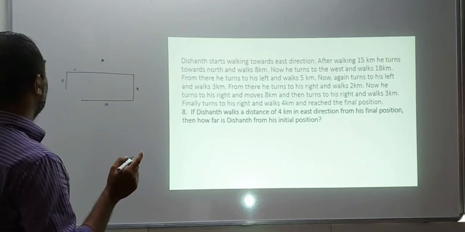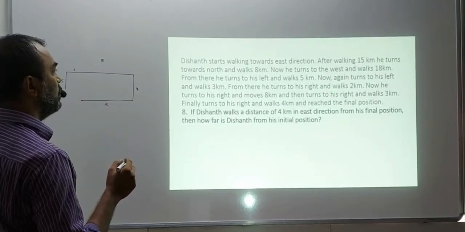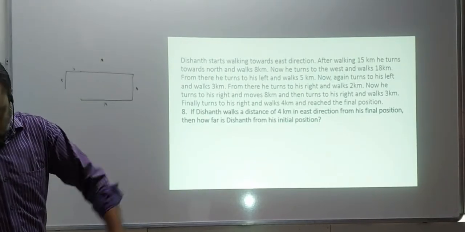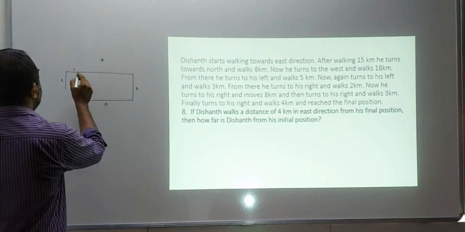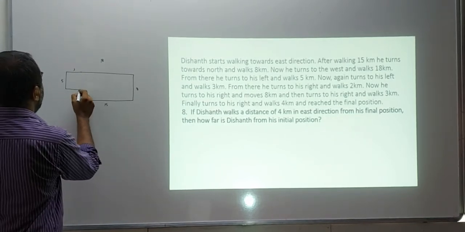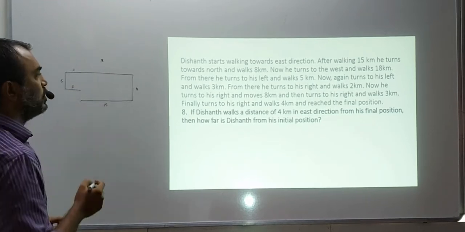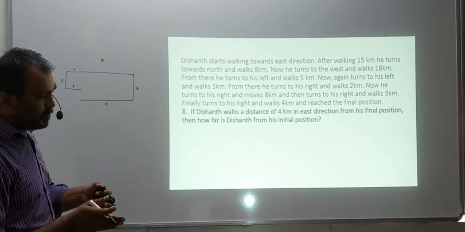Okay? Now again he turns to the left. So which is the left side? If you are moving towards the south, down south, the left is the east side. From the east he walks how much? 3 kilometers. So this was 3. So he should come back to the straight line here, 3 kilometers, just about this point. From there he turns to the right.